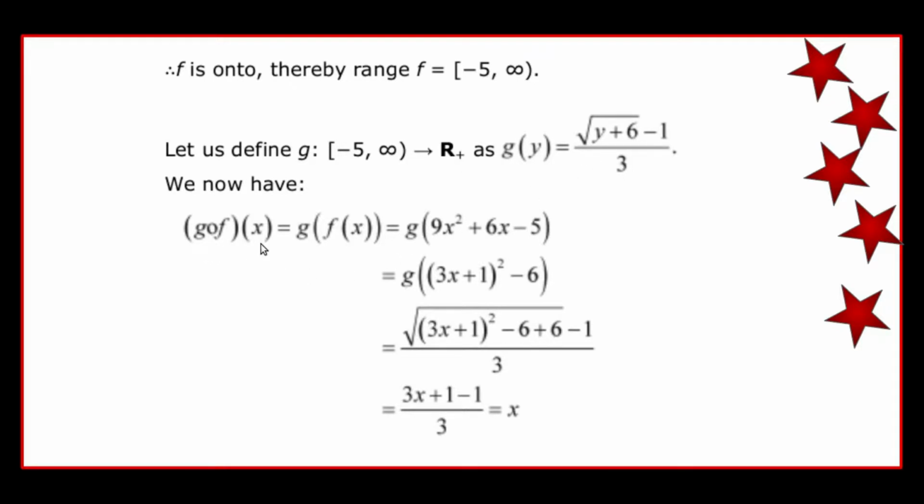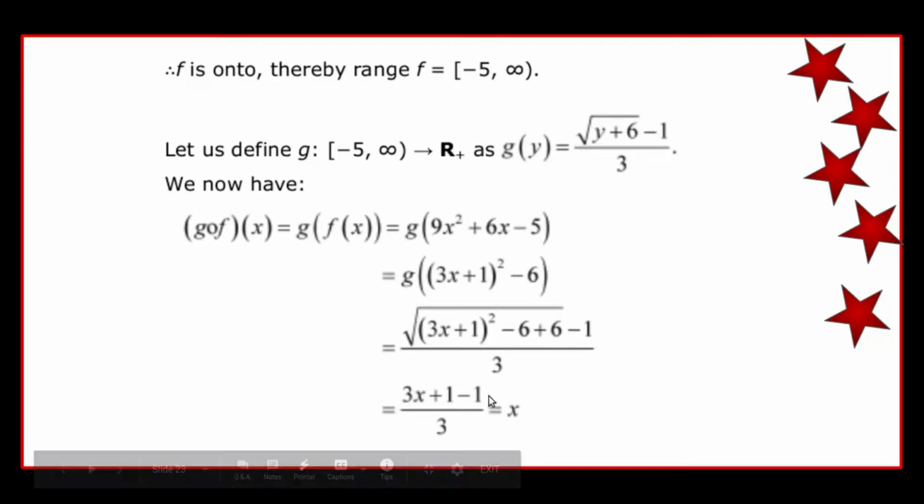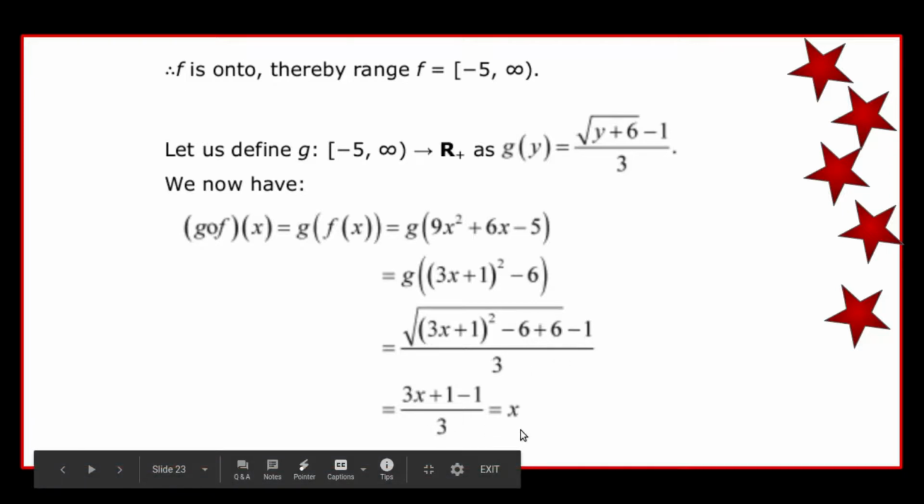Then g composite f of x is g of f of x. f of x is 9x square plus 6x minus 5. That one we can write as 3x plus 1 whole square minus 6. Now g of y is root of y plus 6 minus 1 by 3. So this is root of 3x plus 1 whole square minus 6 plus 6, minus 1 by 3. So root of 3x plus 1 whole square is 3x plus 1, then minus 1 by 3, 3x by 3 is x.